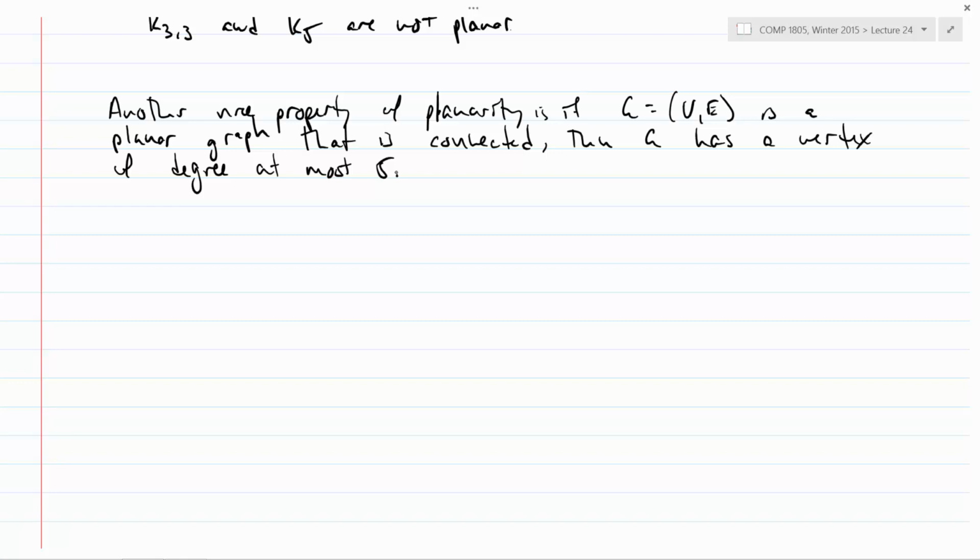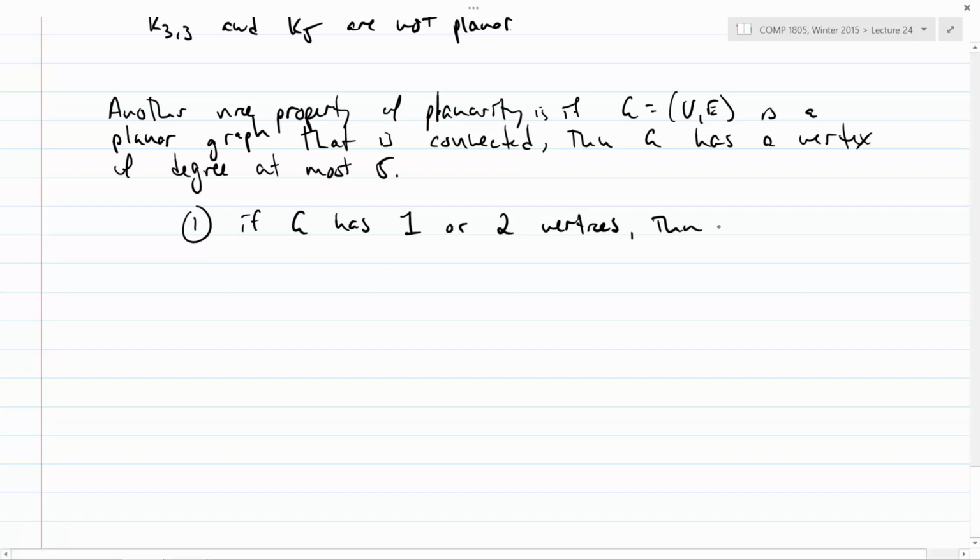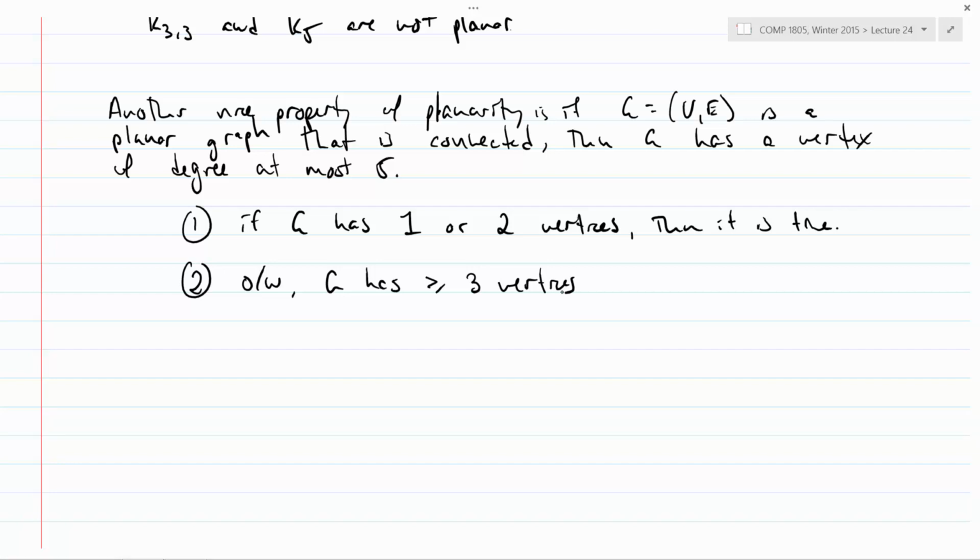All right, so let's try to prove this, and I'll do it using a series of observations. If G has one or two vertices, then does it follow? Yeah, because the biggest the degrees could be is one. It could connect to the other vertex and that's it. So that's easy. Otherwise, G has at least three vertices, and then the theorem we just had, that E is less than or equal to 3V minus 6, has to apply. So the size of E is at most 3 times the size of V minus 6.